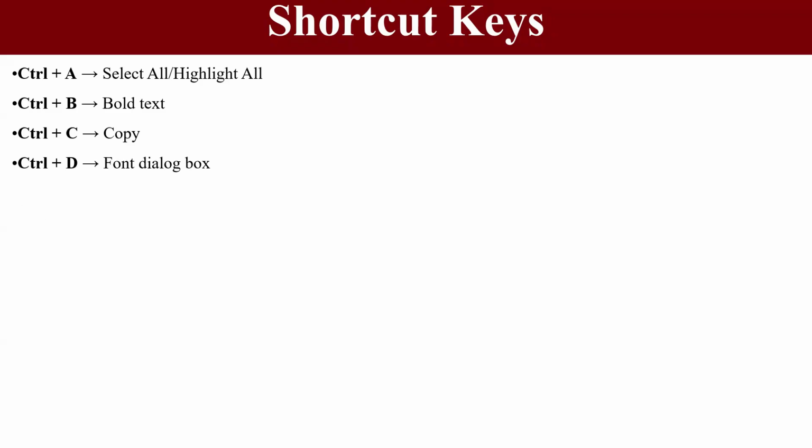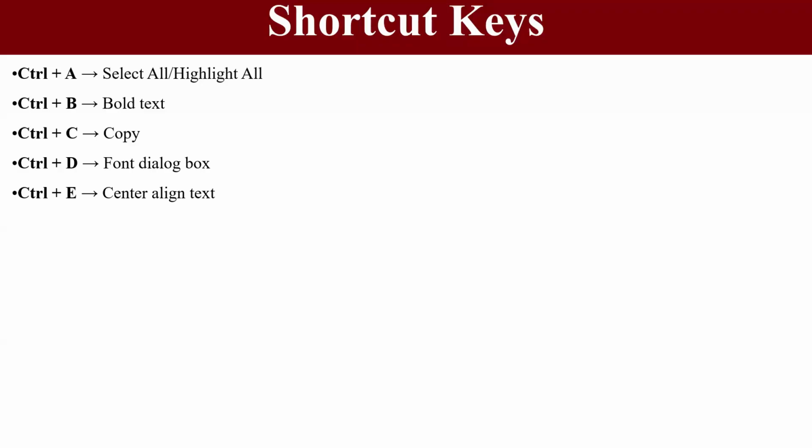Then we talk about Control D, font dialog box, that is font style or font size. Whenever you click Control D in Microsoft Word, it shows you a place where you can select your font style, that is the type of handwriting you want, or the font size, that is the size of your handwriting. Then we move to Control E, that is center align text, that is centralization.